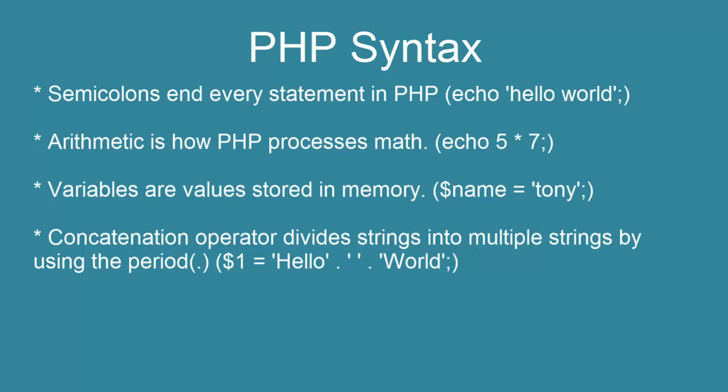Now variables are values stored in memory, so you don't have to constantly rewrite the same value. Now, the concatenation operator joins strings together by using the period. For example, variable 1 equals hello dot space dot world. Alright, so let's get right into the section.